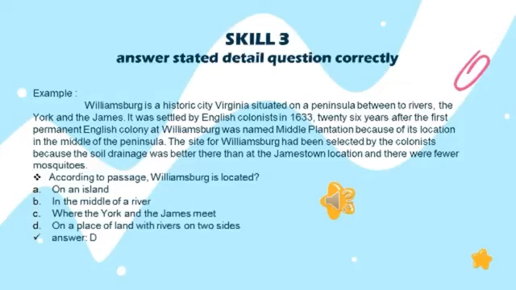Okay friends, you can look at your PPT. There is an example and the best answer is D, with rivers on two sides. Why? Because that answer is close in meaning to between two rivers. You can get it in the second line of the passage. So the best answer is D.